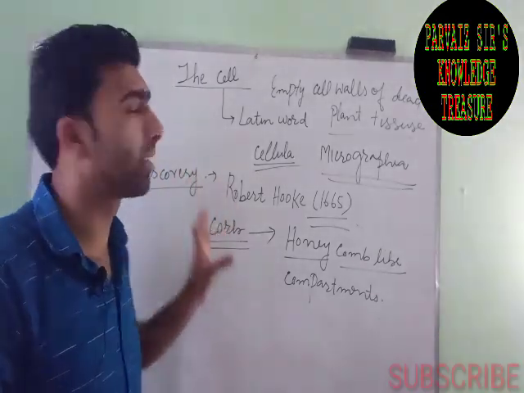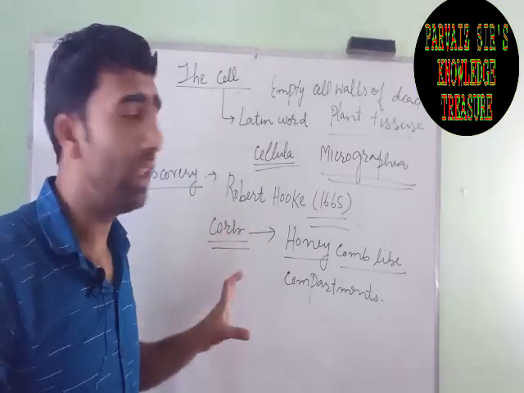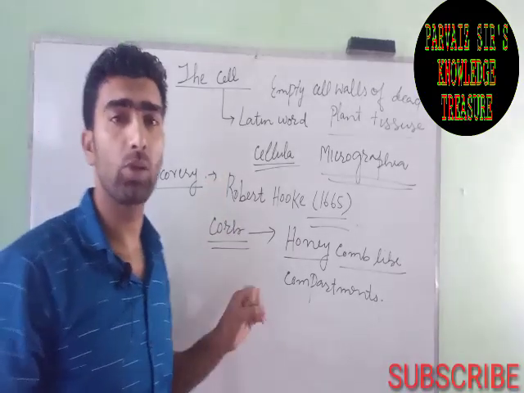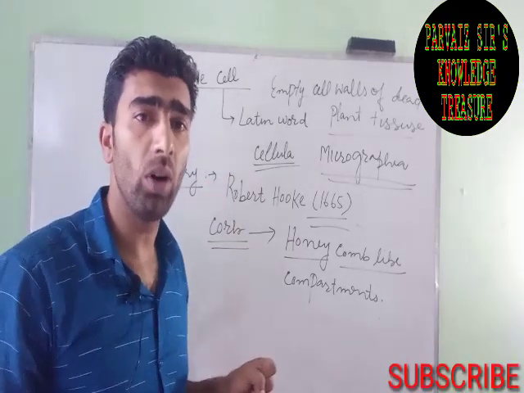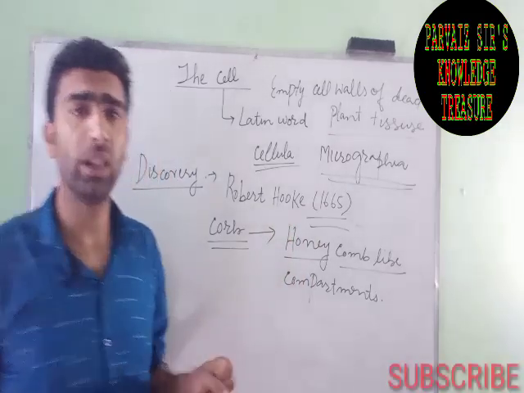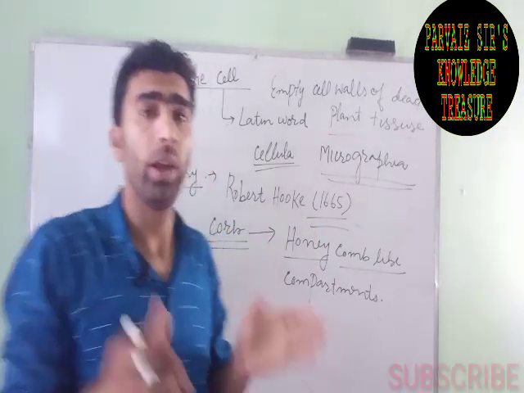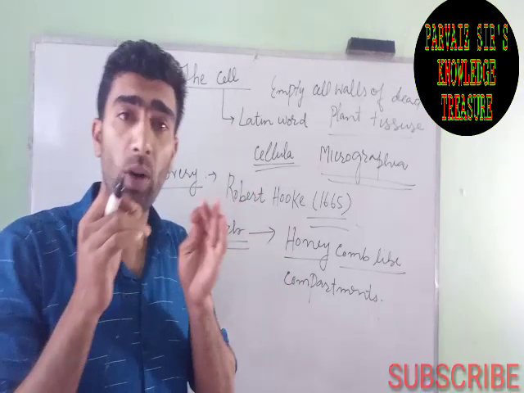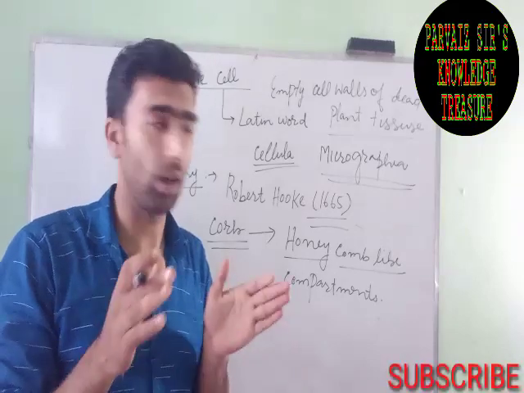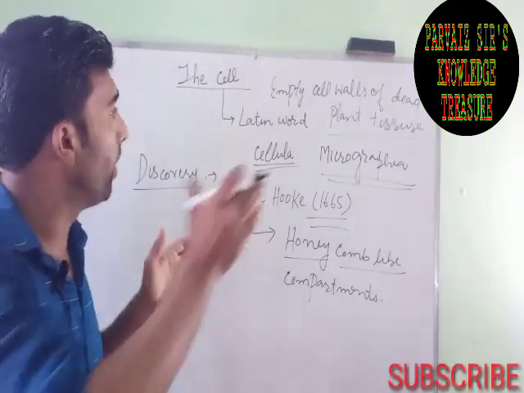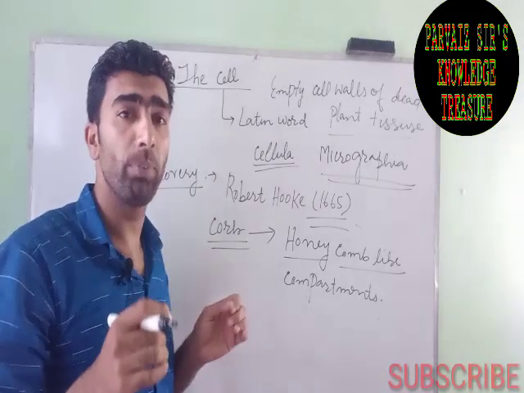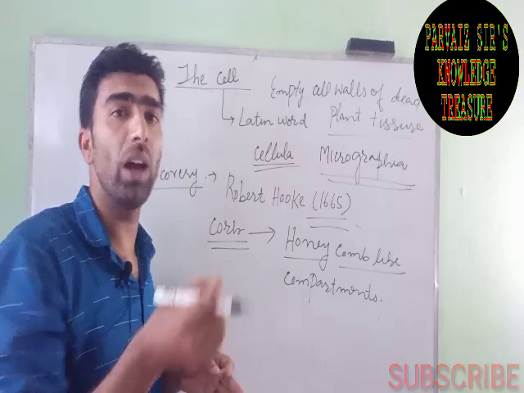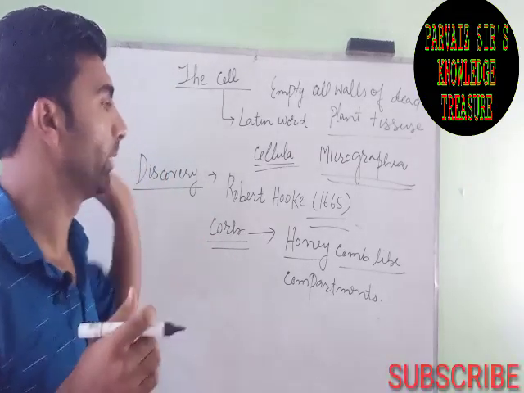The first person to actually see a live cell under his microscope was Anton van Leeuwenhoek in 1674. He observed an algae called Spirogyra under his microscope. And Leeuwenhoek is probably the first person to see bacteria under his microscope.